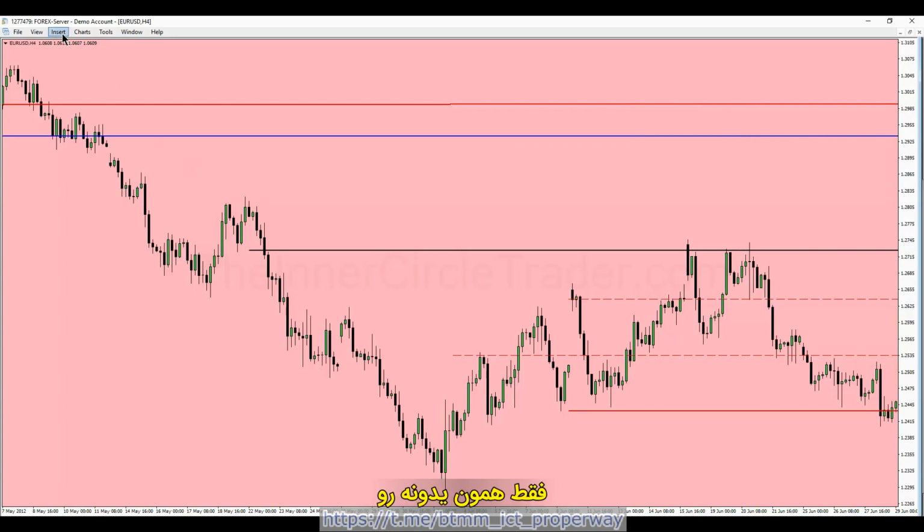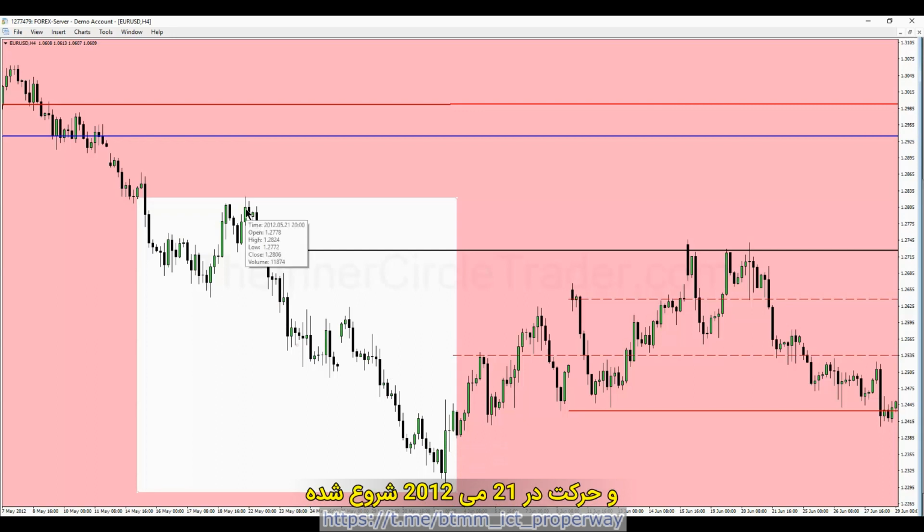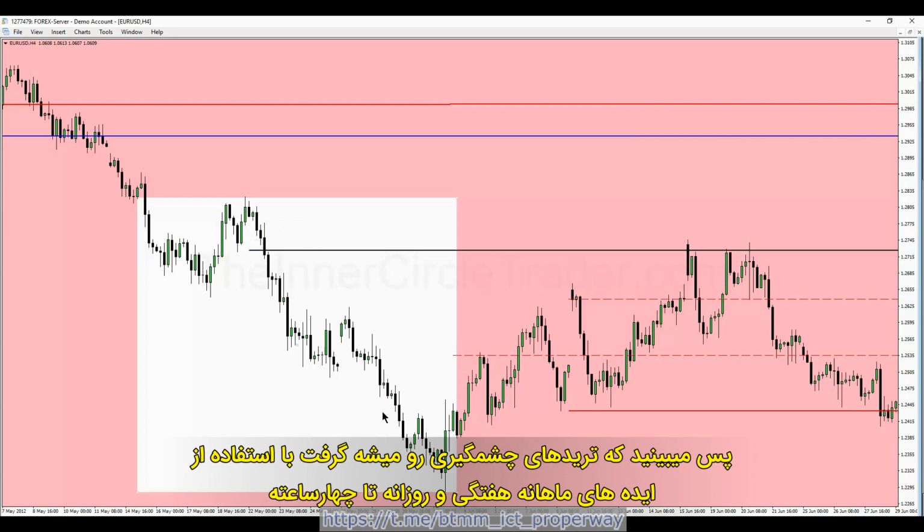I'll just take a look at that one. So getting short there with a range of 536 pips. The low forms on June 1st, 2012. The move begins on May 21st, 2012. So you can see there's a pretty significant trade there. Trading again using the ideas monthly, weekly, daily, and then to 4 hour.